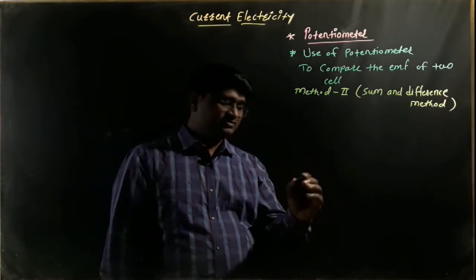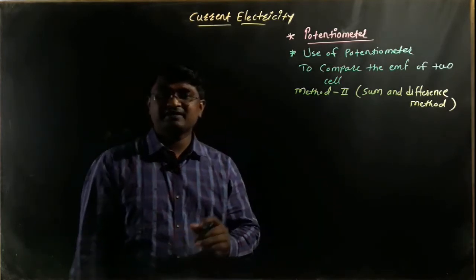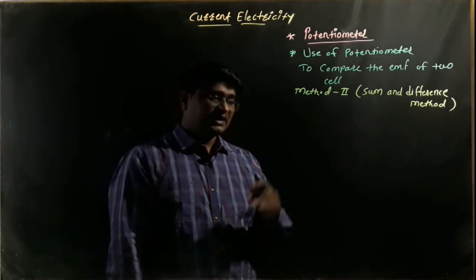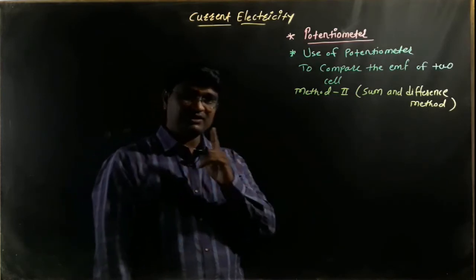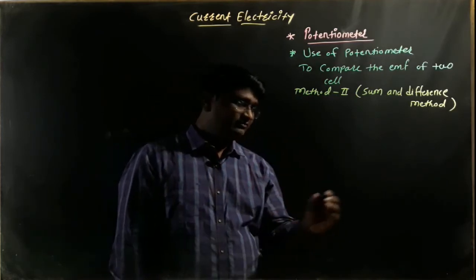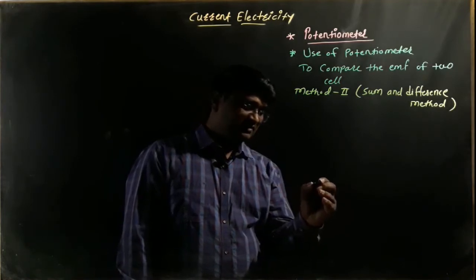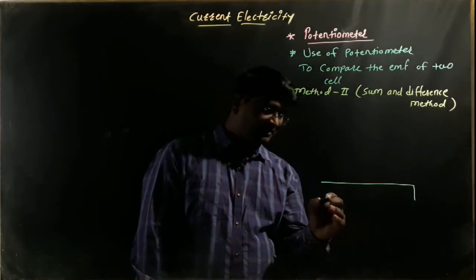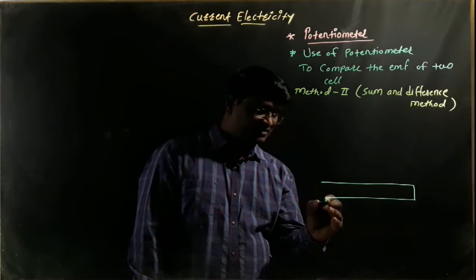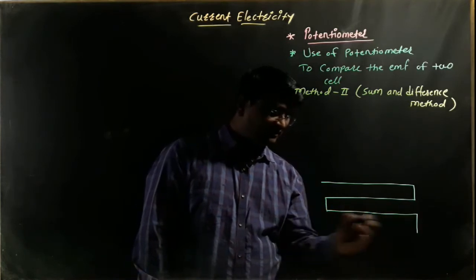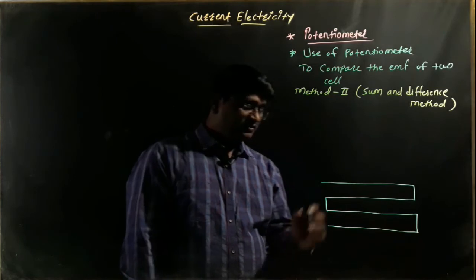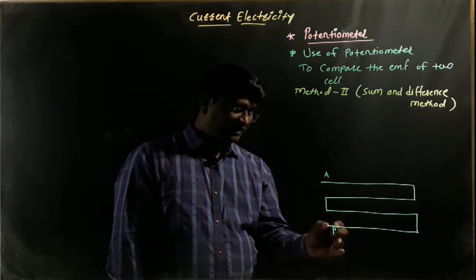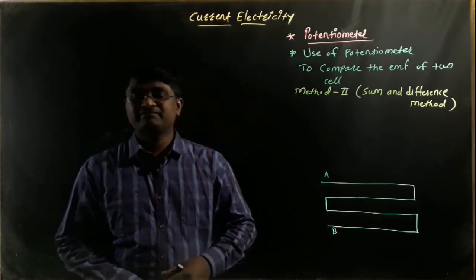We are given a potentiometer wire, and we know that this potentiometer wire is a very long wire having uniform cross-sectional area, about 2 to 10 meters long, and it is divided into a number of segments, each of length 100 centimeters. The same wire we can draw here. Imagine that this is the potentiometer wire, divided into a number of segments. The first end of the wire will be denoted by A, and the second end of the wire will be denoted by B.